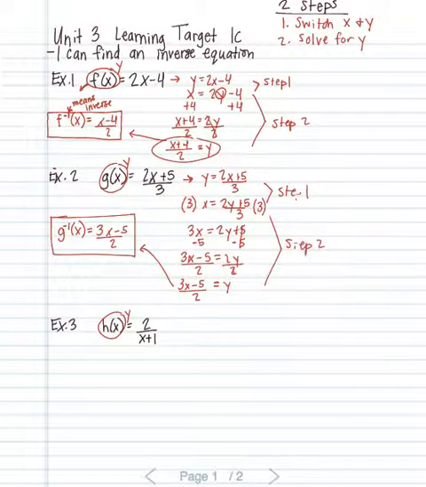Alright, example 3. Still doing the exact same steps, but the algebra, the math to it, gets just a little bit more difficult. h of x is just y, so we'll rewrite it with just y. And the first step is to switch our x and our y.